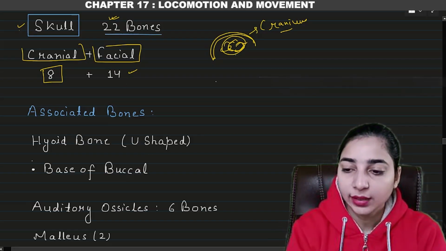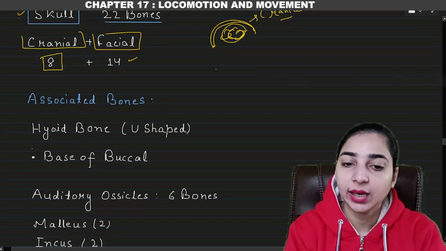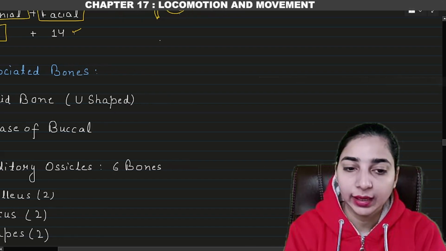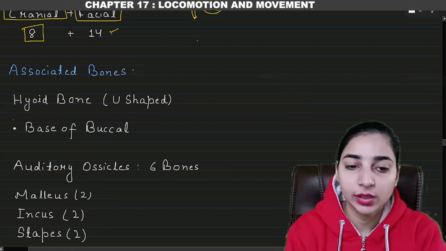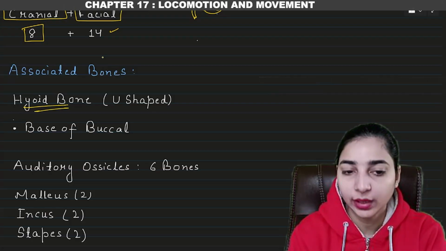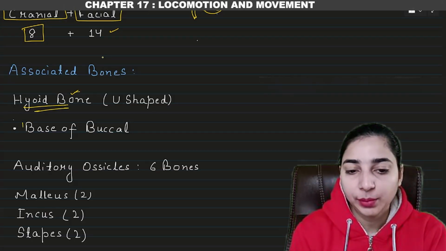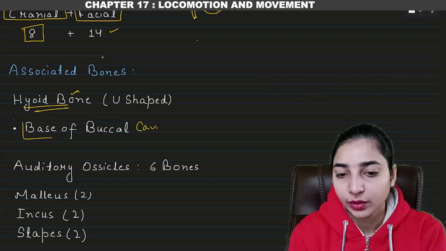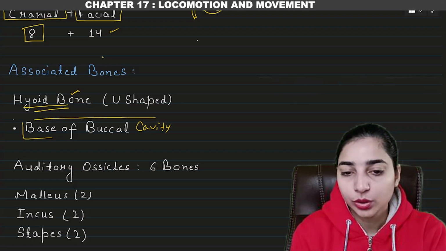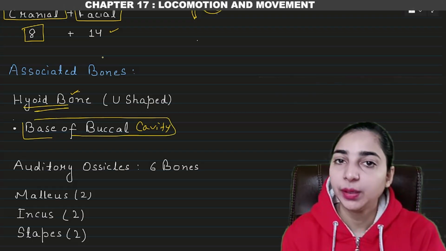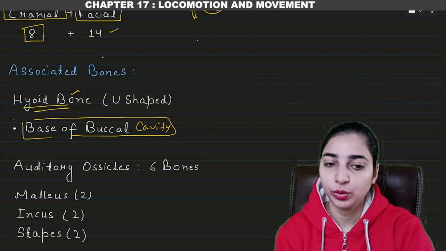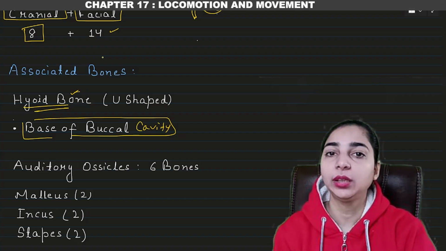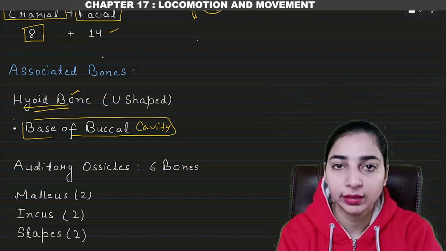In addition to these bones, there is a single U-shaped bone known as the hyoid bone. This is present at the base of the buccal cavity. So this bone is also present in the skull region, but it is counted separately. It is not counted as part of the skull bones, so the hyoid bone is not included in the 22 bones that we have discussed.